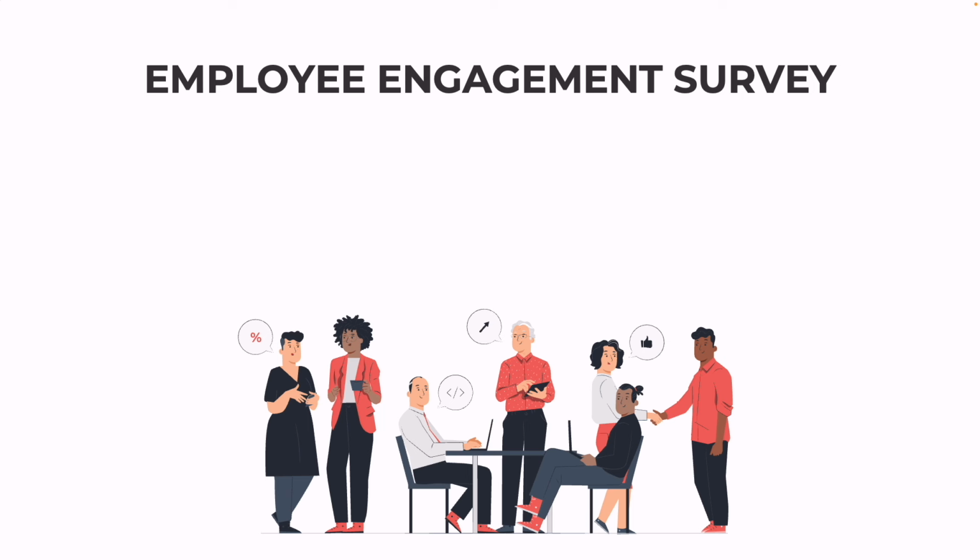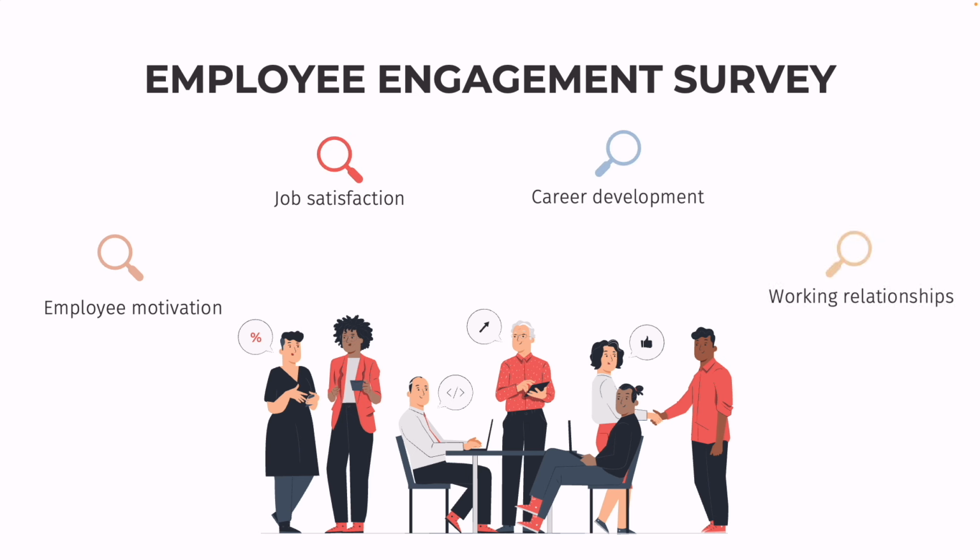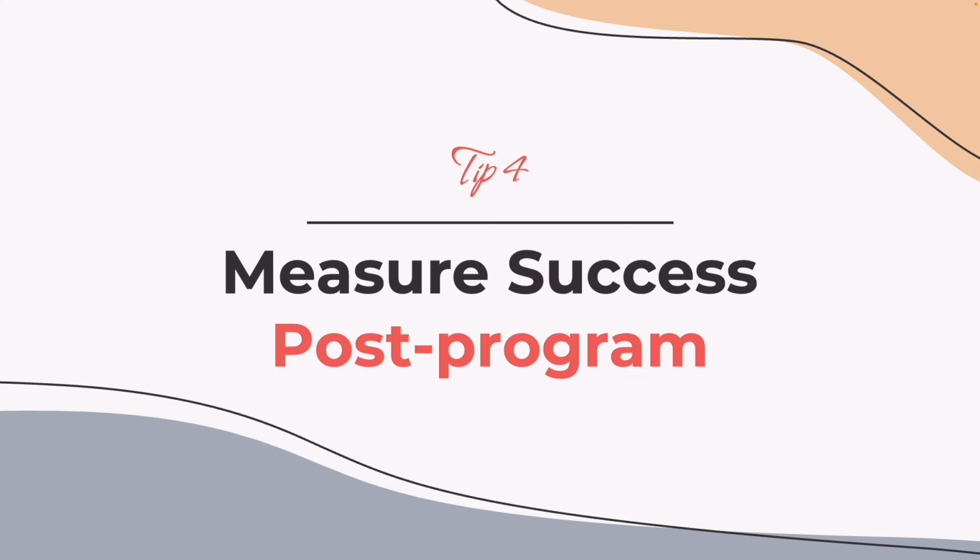Another tool you can use is the Employee Engagement Survey. Typically, it gives insights into employee motivation, job satisfaction, career development, and working relationships. There's a lot of data you can use. You may notice certain departments or maybe individual managers have been rated lower by their employees, which would indicate an area for improvement. And that brings us to tip number 4, measure success post-program.